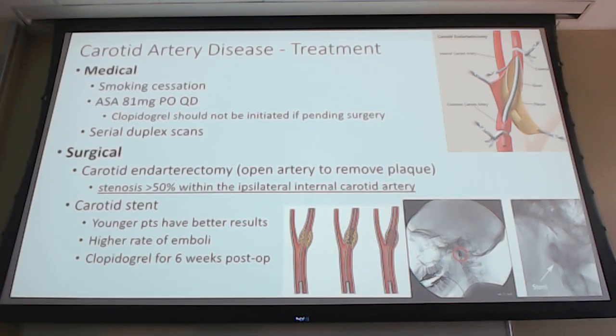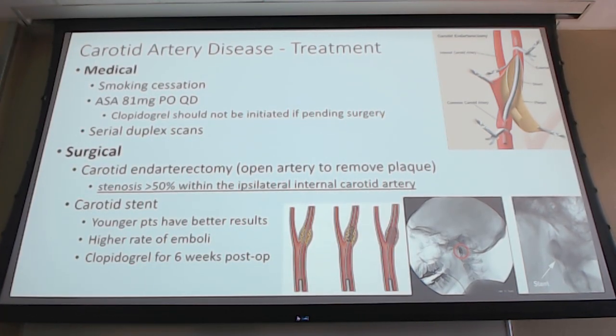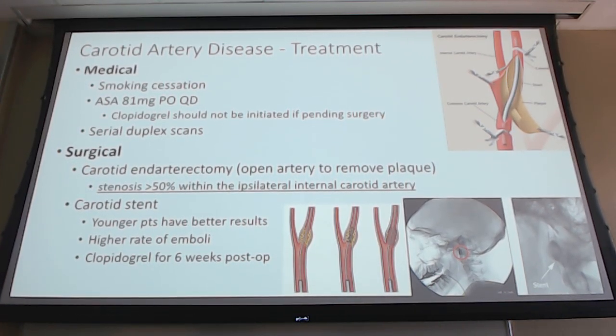All right, treatment. Smoking cessation is key. We want to start them on aspirin, a little baby dose of aspirin every day. Clopidogrel or Plavix, we only really initiate that if we're pending surgery. And then we always do the serial duplex scans for trending. If they're 25% blocked now, every six months to a year, we reevaluate to make sure that it is not progressively getting worse. Because once we get to a certain point, that means surgery.